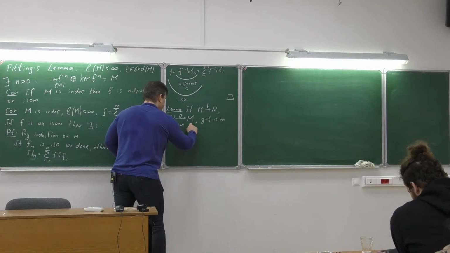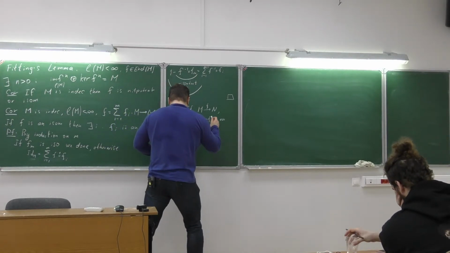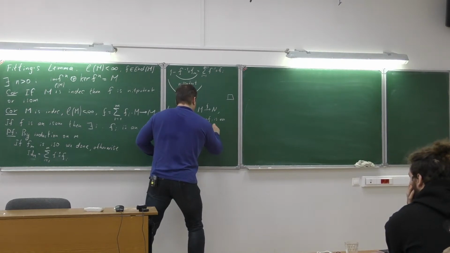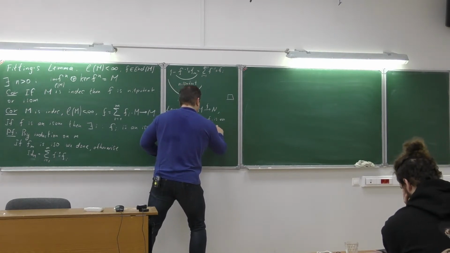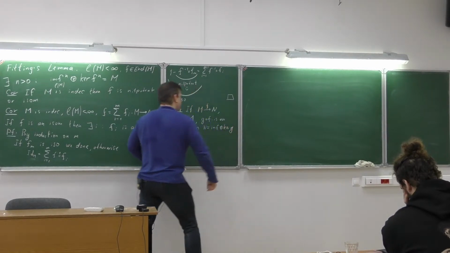So then, the module N is isomorphic to the direct sum of two modules, the image of F plus the kernel of G.